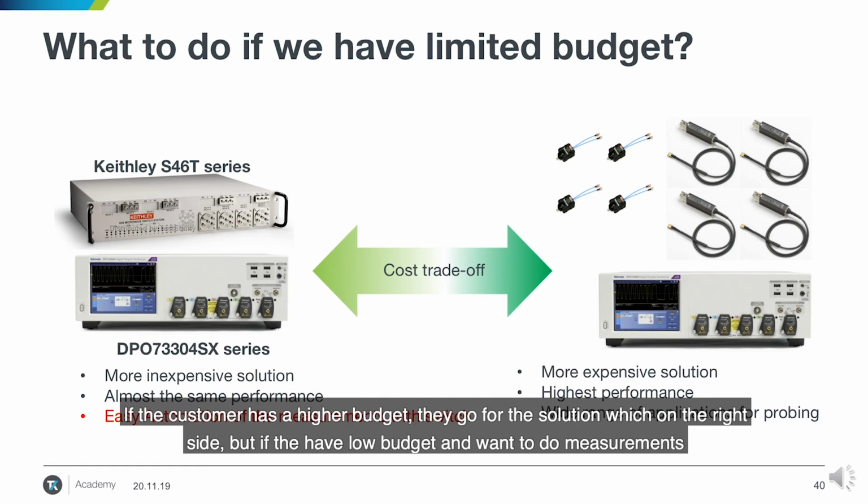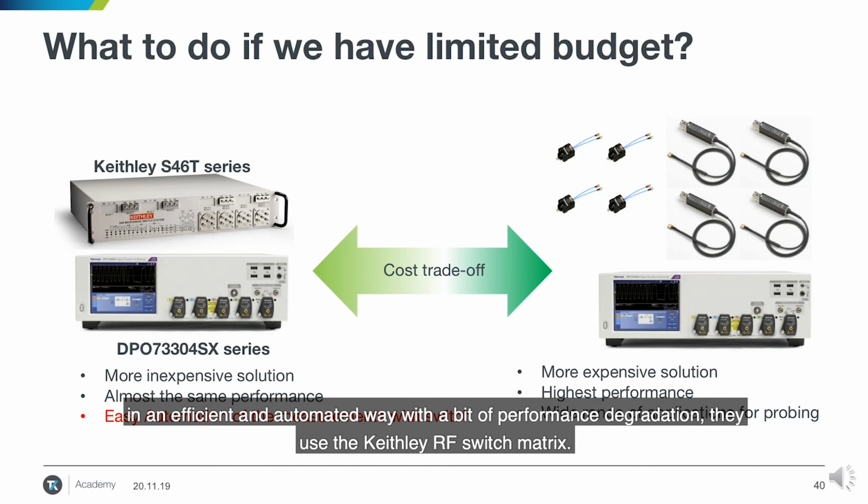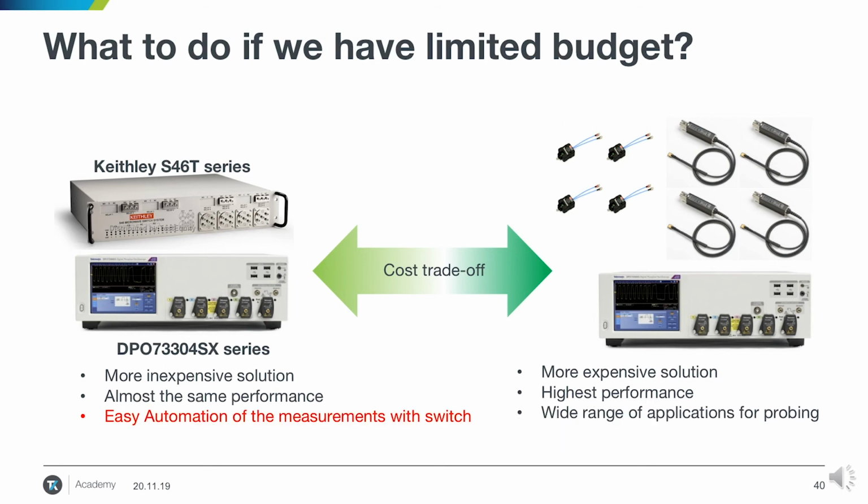If the customer has a higher budget, he goes for the solution depicted on the right side. But if he has a lower budget and he wants to do his measurement in an efficient and automated way with a bit of performance degradation, he uses the Keithley RF switch matrix.